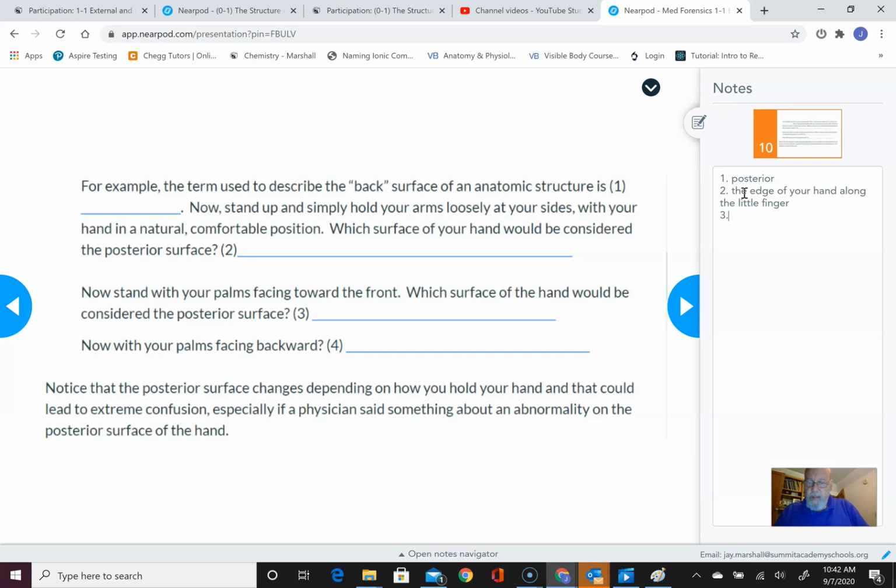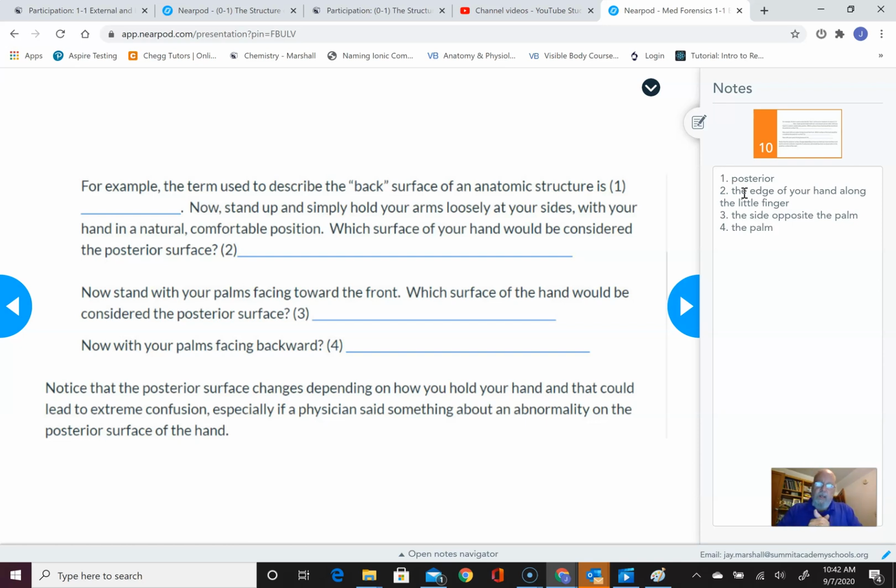On the other hand, if you stand with your palms facing towards the front, which surface of the hand would be considered the posterior surface? And that's going to be the side opposite the palm. Okay, the side opposite the palm is going to be the posterior surface. On the other hand, if you stood with your palms facing backwards, which would not be an unreasonable thing, then the palm would be the posterior surface.